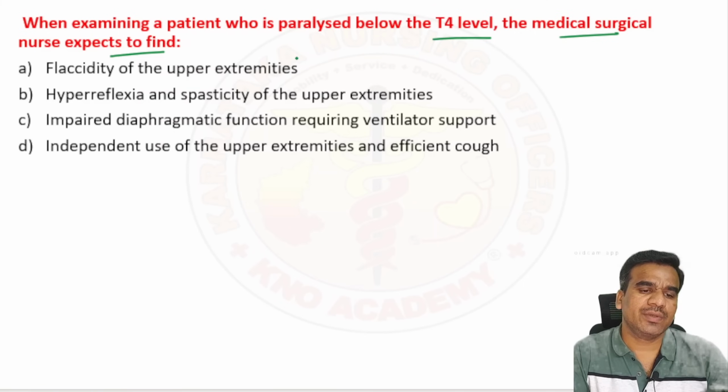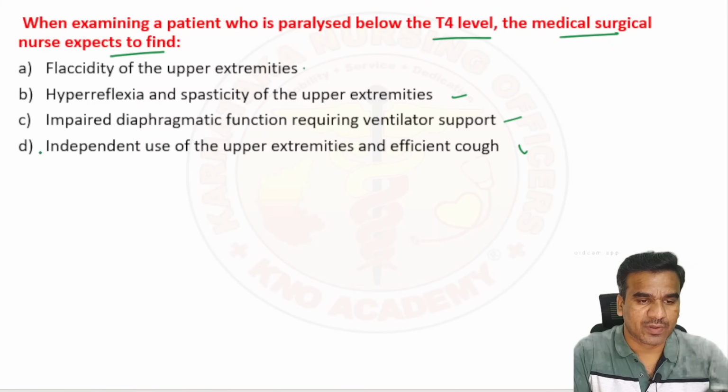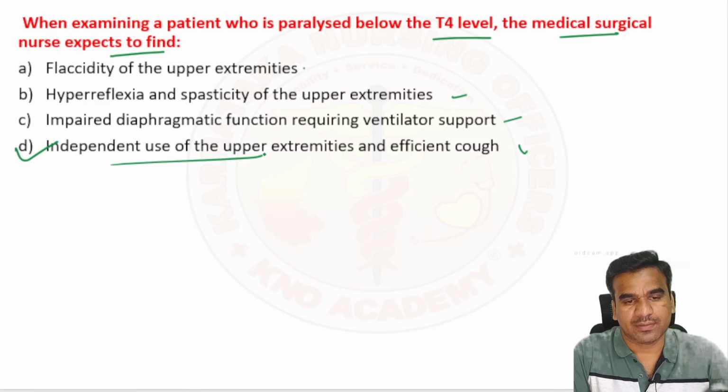Here we'll read the options: flaccidity of the upper extremities; hyperreflexia and spasticity of the upper extremities; impaired diaphragmatic function requiring ventilator support; and independent use of upper extremities and effective cough. This is the right answer.